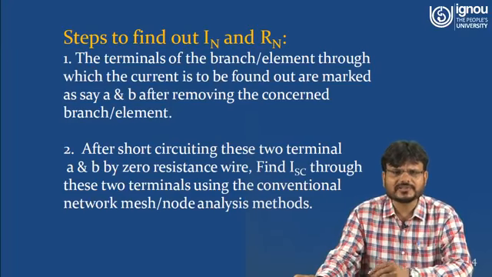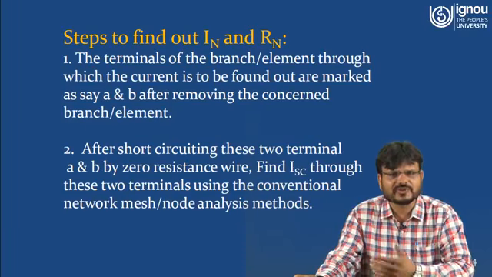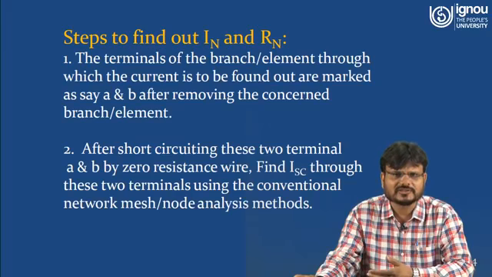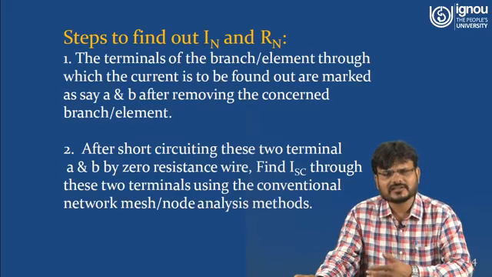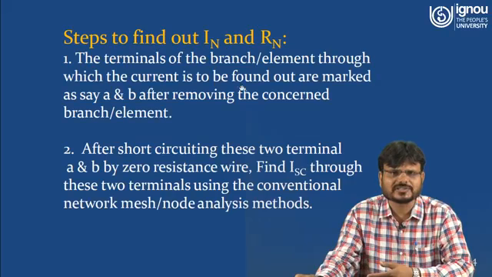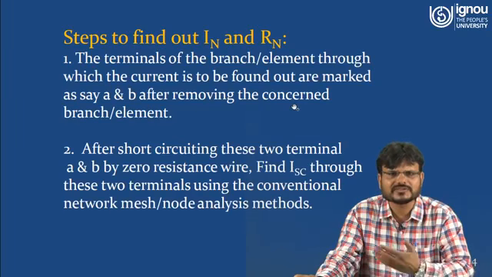Now there are different steps to find the value of the short circuit current, or you can say the Norton current, and there is another step for how you can calculate the Norton resistance. So the first step is: the terminals of the branch or element through which the current is to be found are marked as, say, A and B, after removing the concerned branch or element. So this is the first step.